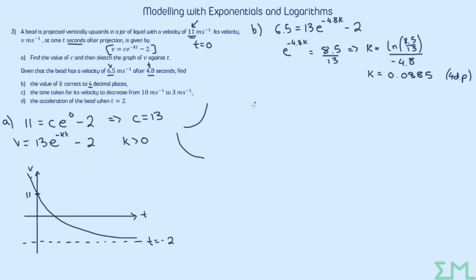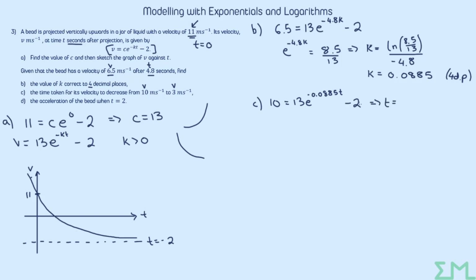Part C. Find the time taken for its velocity to decrease from 10 to 3. So we've got 2 values of v, and we want the time it takes to go from one to the other. This is quite a bit of work, so we're going to have to pop 10 in first to find out the value of time. So this is negative 0.0885t minus 2. So we need to rearrange this to find out what t is.